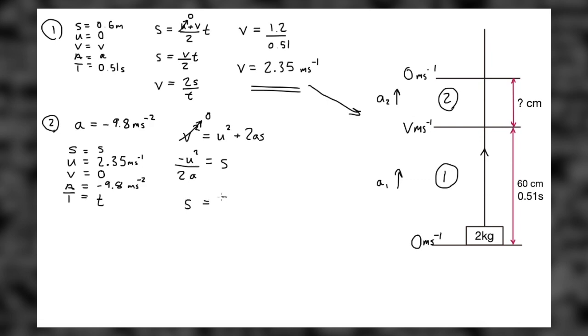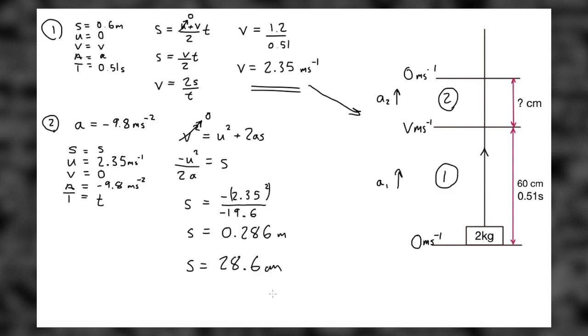So if I put some numbers to this, I'm going to have minus 2.35 squared. Now, the negatives might go a bit funny here, but don't worry about it. It's only negative because I've brought it over to this side. So 2a is going to be minus 19.6. So if I do 2.35 squared divided by 19.6, the negatives should cancel out. Essentially, this negative is outside of the bracket. So if I do that, I get s is 0.286 meters.